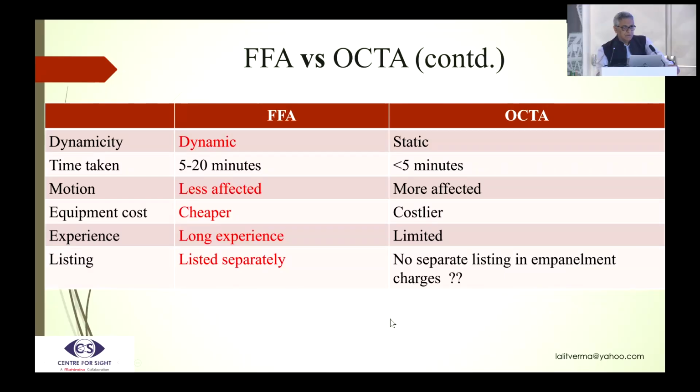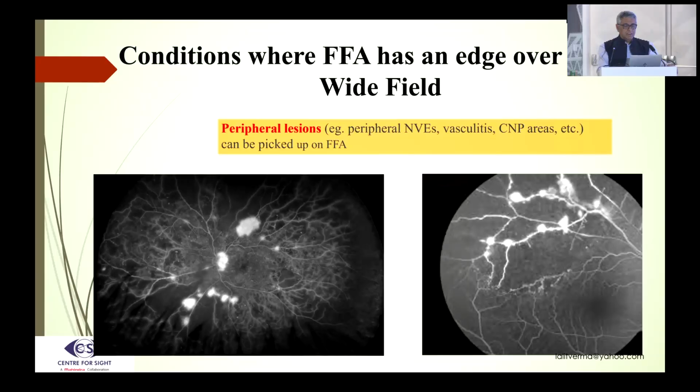FFA scores in that it's a more dynamic procedure, and motion artifacts and other things affect it less. It's relatively cheaper, though the more machines there are, the more the cost comes down. Experience-wise, the older generation has more experience with FA. So the conditions where I feel FFA has an edge over OCTA, and that's what I stand here to defend, are peripheral lesions like Eales disease, which is common in our country, and peripheral vasculitis. These can be picked up in a short time without any discrepancy.